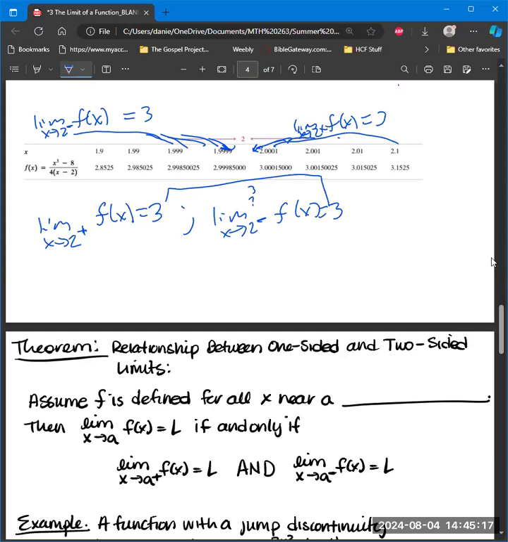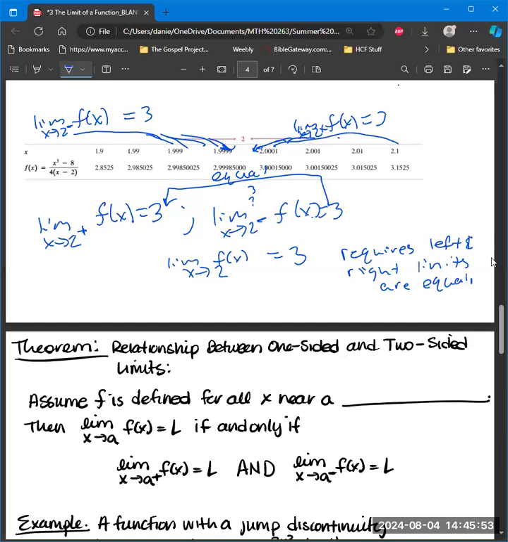And since these values are equal, then the limit of f of x as x approaches 2 is going to be equal to 3, only because the limit from the left and the limit from the right are the same. So this requires left and right limits are equal. When we say that the limit exists, that's what we mean, that it has the same limit from the left and from the right.